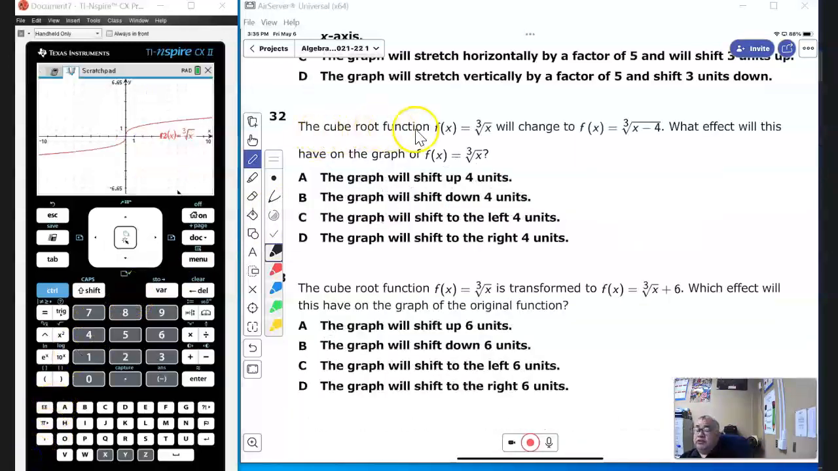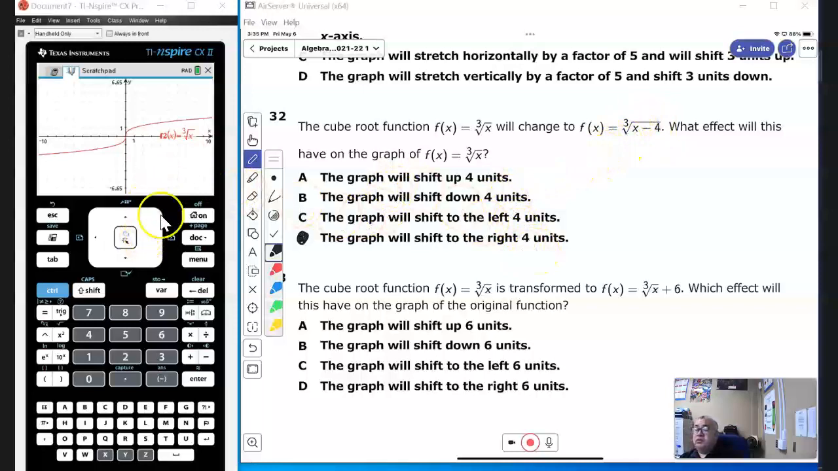The cube root function, cube root of x, will change to the cube root of x minus 4. Minus 4, it's kind of like a universal type of transformation. Negative 4 is going to shift to the right. So it's going to be answer D.